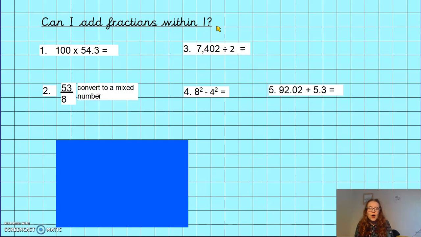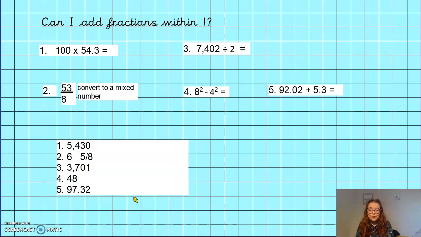Let's first off do our arithmetic starter. Now this one here is going to use some fraction knowledge. Can you convert this improper or top-heavy fraction into a mixed number? You're going to need a whole number and a fraction. And over here, remember that this little 2 means squared. So it's 8 squared, take away 4 squared. Can you remember how to square a number? All right, I'm going to show you the answers in 3, 2, 1.